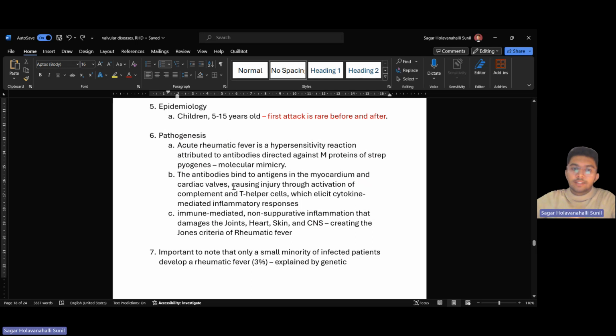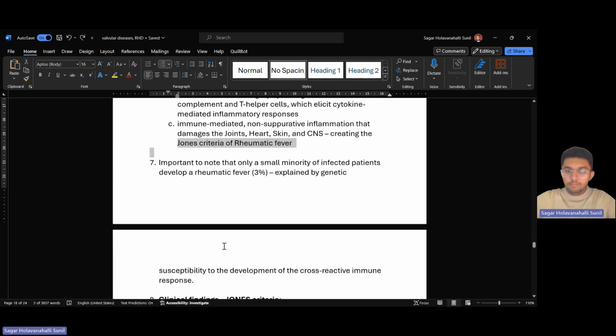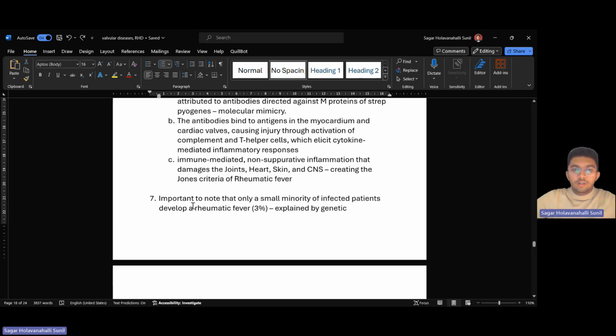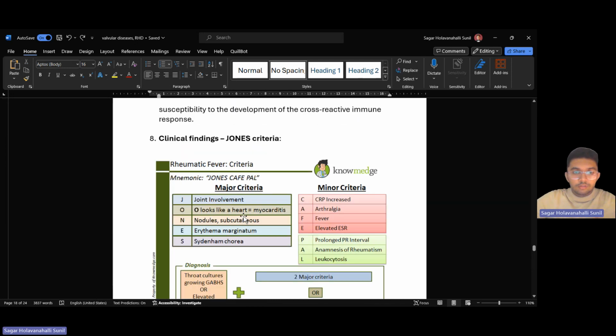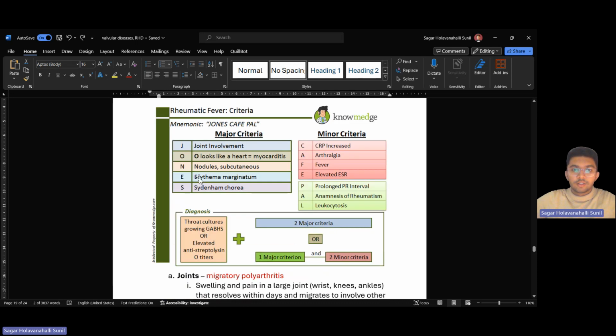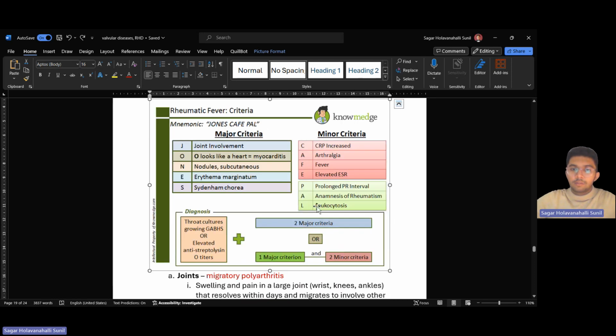And obviously, these antibodies are going to act against the joints, the skin, the CNS as well, along with the heart. And this creates something known as the Jones criteria, which I'll come to in a moment. If you look at the Jones criteria over here, you have something called major criteria and minor criteria. So for major, just remember Jones. For minor, remember cafe, as in cafe, coffee, cafe, and PAL. Okay, these are some additional ones.